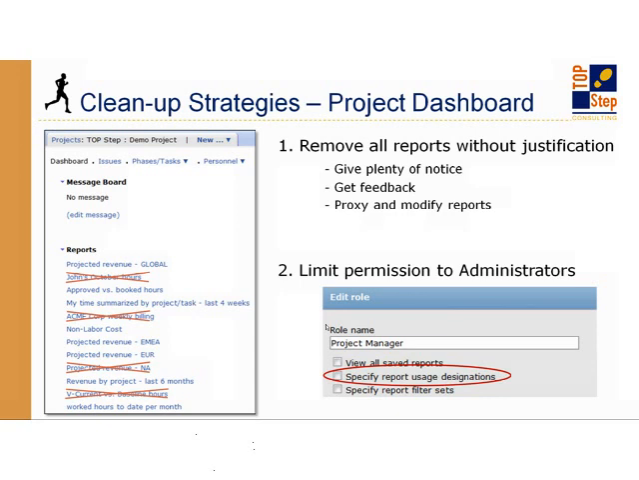Then what you do, once you clean it up, then I recommend you take away John's and everybody else's ability to keep doing that and causing more mess in the future. So you can see in this role here, on this project manager role, you can just uncheck the checkbox, specify report usage designations. That's the role setting. Uncheck it so that nobody has that checkbox and the ability to keep cluttering up the project dashboard, so that only administrators can do it. That way, if in the future John says, hey, I need this report on the project dashboard, it's useful globally, no problem. Let's just get a consensus and make sure that everybody else agrees, and then we'll add that for you.